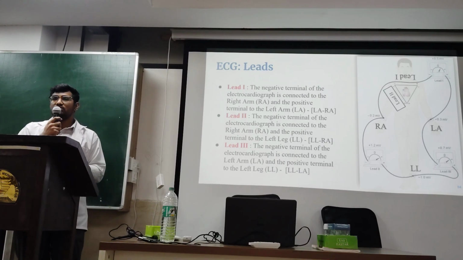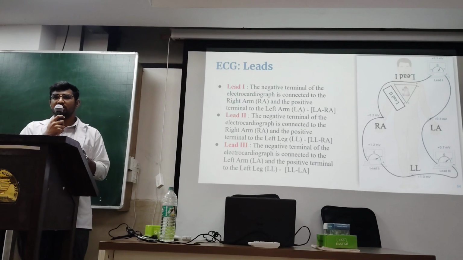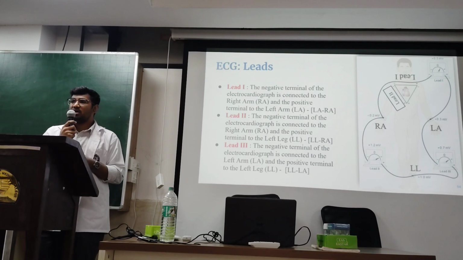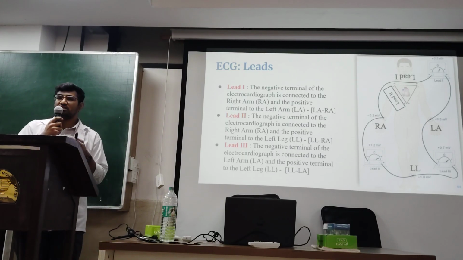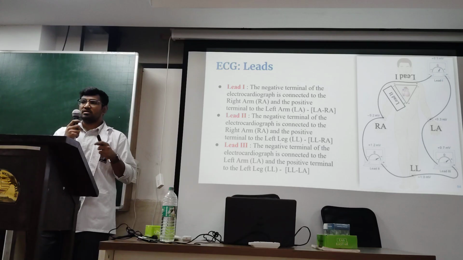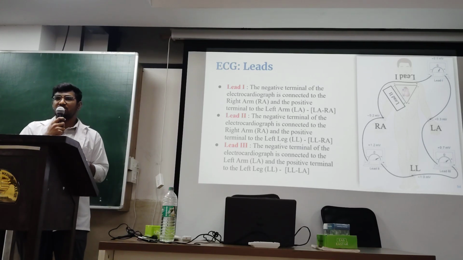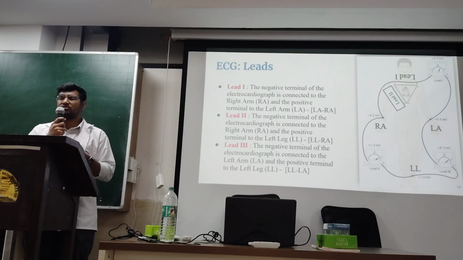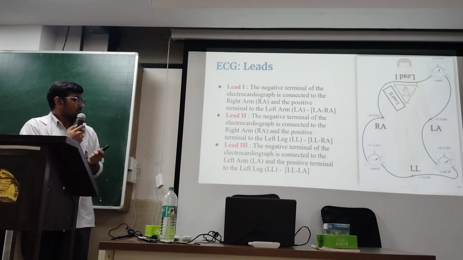For lead 1 and lead 2, the negative terminal of the electrocardiograph is connected to the right arm. For lead 1, the positive terminal is on the left arm, and for lead 2, the positive terminal is on the left leg. For lead 3, the negative terminal is connected to the left arm, and the positive terminal is connected to the left leg.